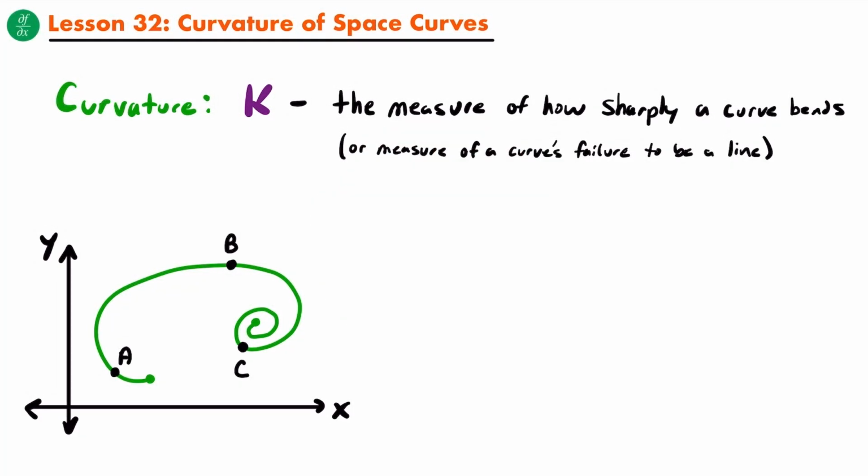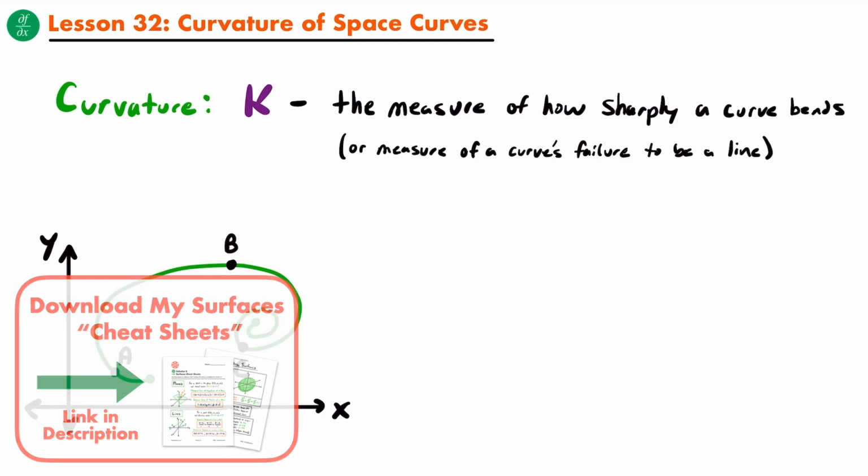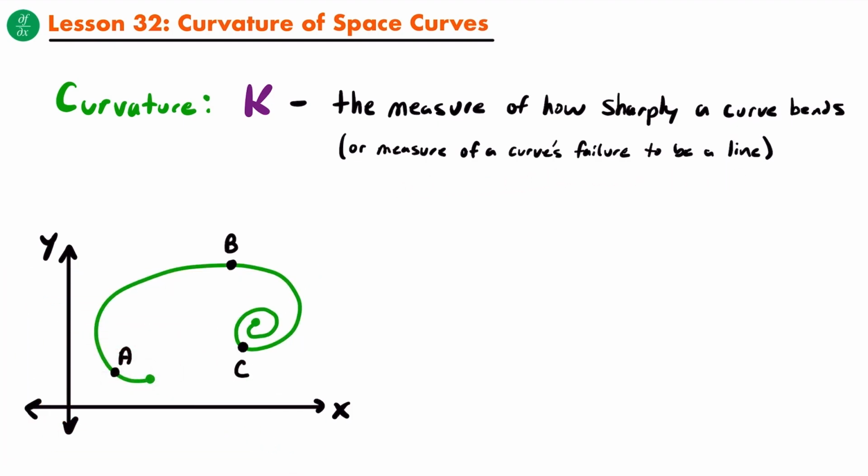Alright, so at the most basic level, we define curvature as the measure of how sharply a curve bends, or another way to think of it is that curvature is a measurement of a curve's failure to be a line. And that should make sense because a line is straight, right? And so any deviation from being a straight line means that a curve would have some amount of curvature.